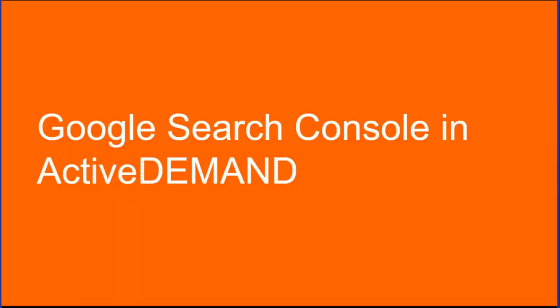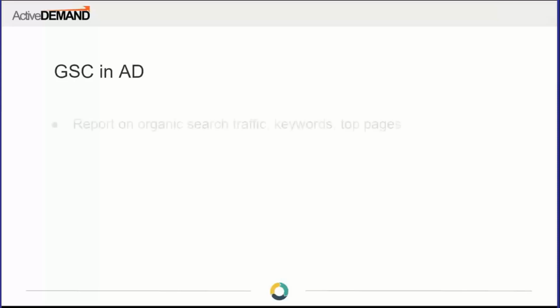Next, let's look at Google Search Console in ActiveDEMAND. The advantage of doing this inside ActiveDEMAND is that we can report on organic search traffic, keywords, and top pages. I don't really log in to Google Search Console as much as I probably should, so I like to get this reporting inside ActiveDEMAND on a more consistent basis with all my other reporting.